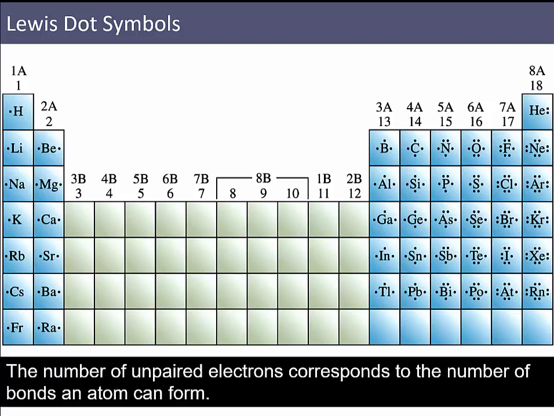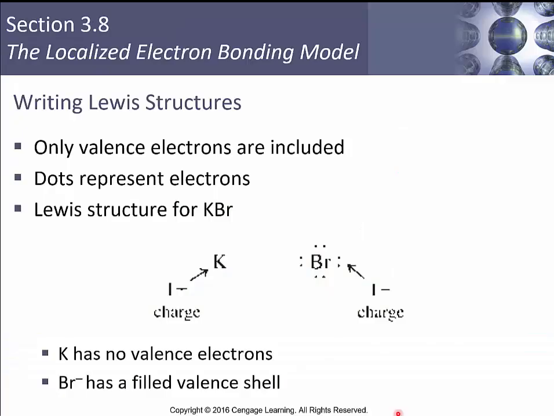Right, so when we write these Lewis structures, only the valence electrons are included. Our dots represent electrons. For a Lewis structure of bromine, we know that we've got an ion, so we've got an ionic charge on our bromine. It's a -1 charge, and our potassium is going to have a +1 charge. So what will happen is that our potassium plus has no valence electrons, and our bromine minus has a full valence shell: 1, 2, 3, 4, 5, 6, 7, 8. So bromine started with 7, picked up 1. Our potassium, which is a +1, had 1, it disappeared.